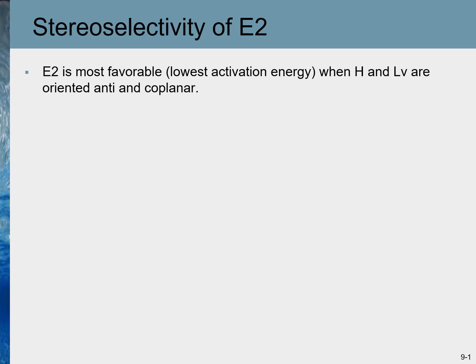Welcome back everyone. In the previous section, we learned about the regioselectivity of elimination reactions. In this section, we will talk about the stereochemistry of E2 reactions. The stereochemistry of E2 reactions is controlled by conformational effects. E2 is most favorable when the hydrogen and the leaving group are oriented in anti and coplanar positions. So what do I mean by that?